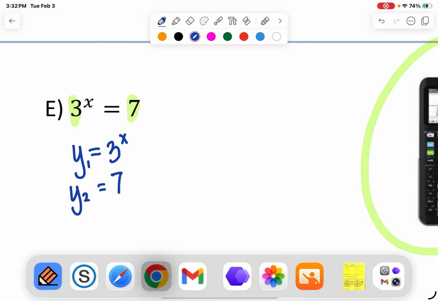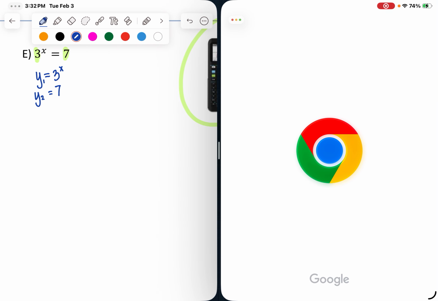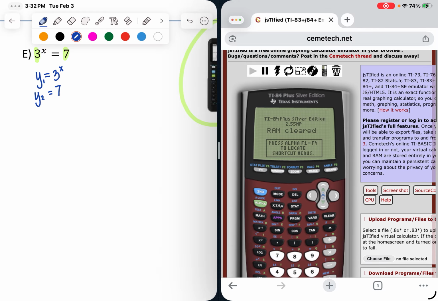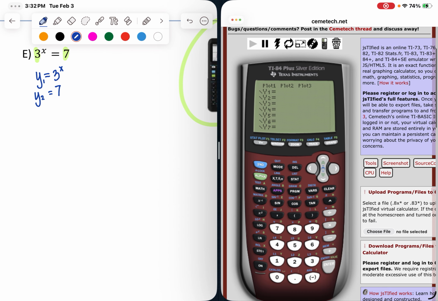All right, let's see if my calculator's ready to go. Fingers crossed. Come on, yes. Okay, so we have y equals, so click your y equals. In y1, I'm going to do 3 to the x power. In y2, I'm going to do 7. What happened to my x power? And I keep tapping it like it's a touch screen, which it is not. Okay. All right, so now I'm going to hit graph.